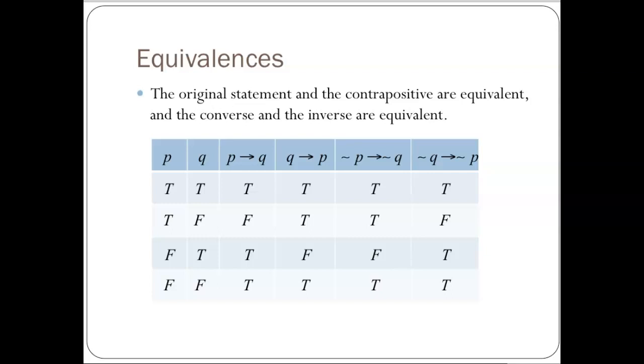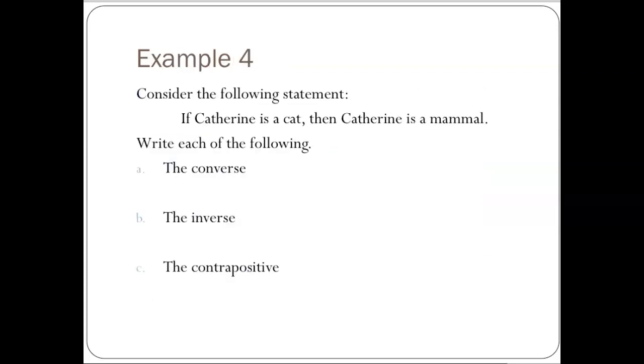All right, let's keep going. So let's take a look at example 4. Consider the following statement. If Catherine is a cat, then Catherine is a mammal. All right, write each of the following. So you're not deciding whether or not it's true or false right now. You're just practicing writing the converse statement, the inverse statement, the contrapositive.